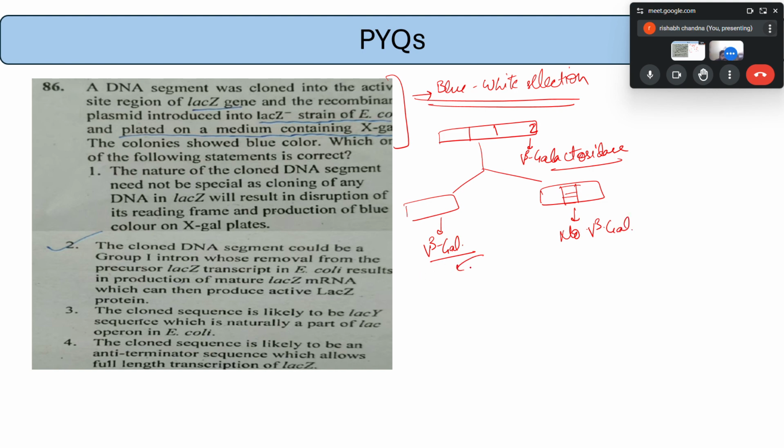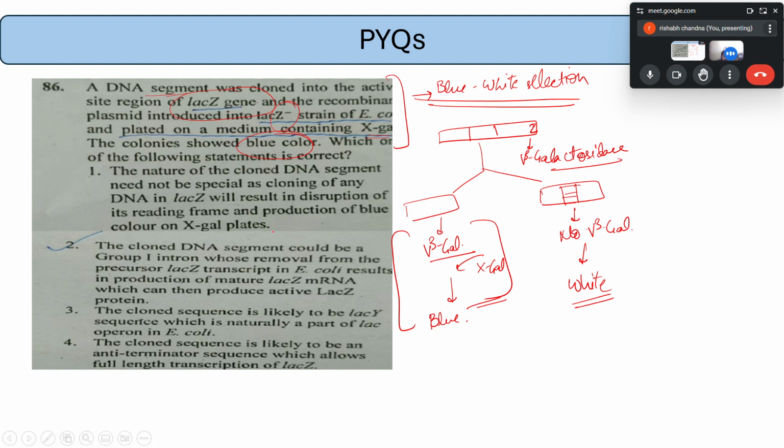So after adding the substrate X-gal, this will show blue color, and here it will not show blue color, it will be white. Okay, so now we have the LacZ negative strain of E. coli where we have introduced this particular gene containing the DNA segment. Now we have added X-gal in the medium, and the colony showed blue color. So blue color would be visible because beta galactosidase is normal.